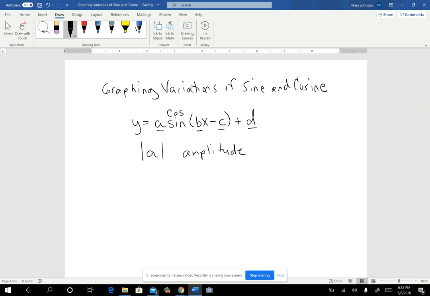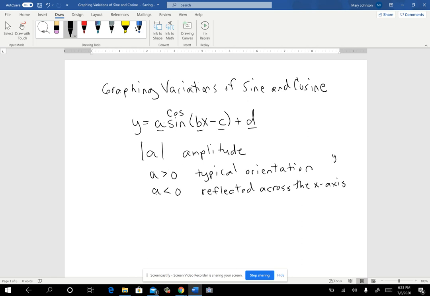It's the distance between the x-axis and the highest point, or the x-axis and the lowest point. So that's the amplitude. Now, if the A value is bigger than 0, then it'll be in its typical orientation, just like the regular graph of y equals sine x. But if the A is less than 0, which means the A is a negative number, then it will be reflected across the x-axis.